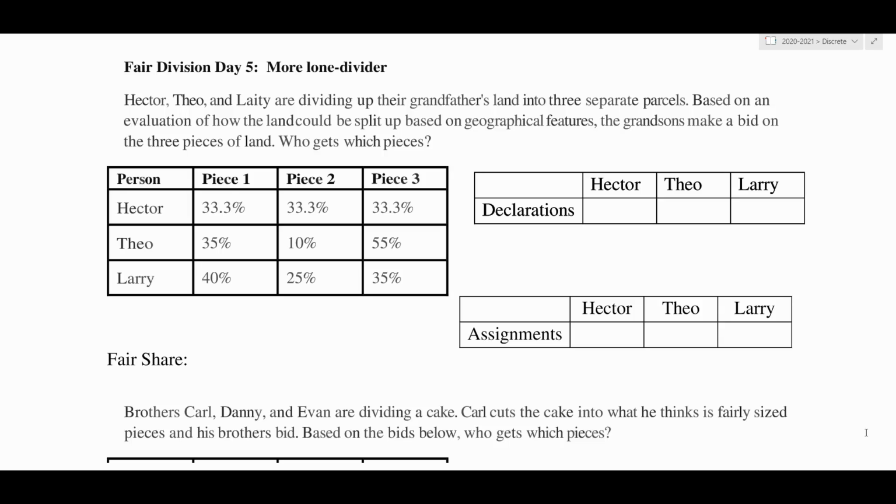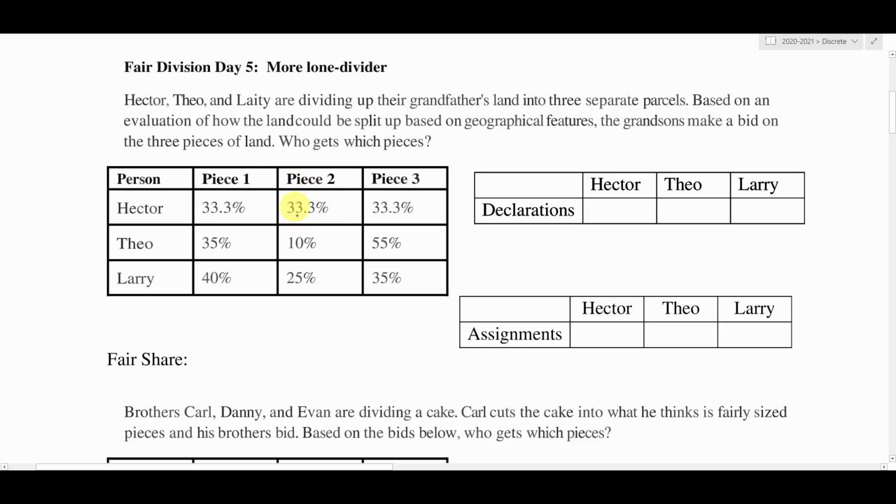All right, so let's take a look at an example again. We've got Hector, Theo, and Leti, and they are dividing up their grandfather's land into three separate parcels. They inherited this land from their grandfather, and they have to split it up amongst the three of them. Based on an evaluation of how the land could be split up based on geographical features, the grandsons make a bid on the three pieces of land. Who gets which pieces? Let's see.